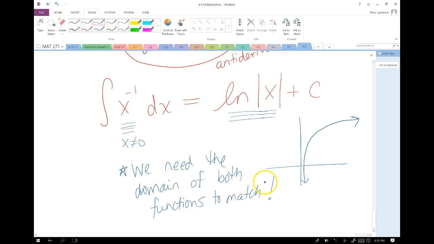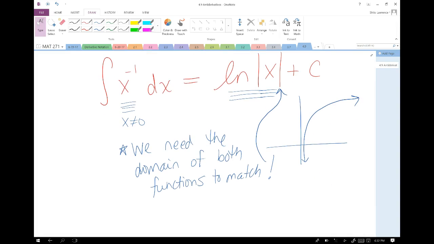Anytime you answer an antiderivative with a natural log, you're going to have absolute values in your answer. You're going to have absolute values around whatever is inside your log, just to be safe. So that's what we do when we have an x to the negative 1.